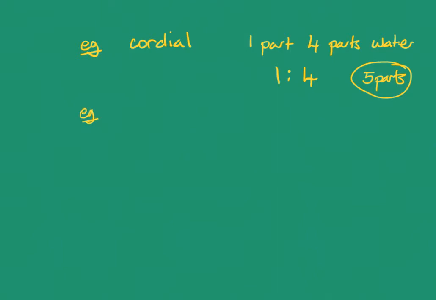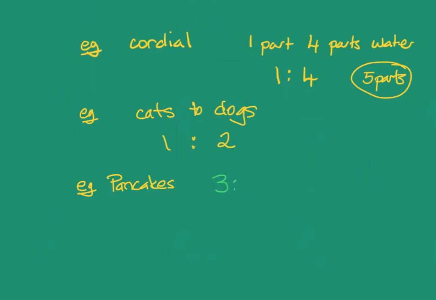And maybe I might even compare how many cats and dogs I have. One cat to 2 dogs. It's often used a lot in cooking, and we might be making some pancakes. And within the pancakes, we might be using flour and milk, and there's 3 cups of flour to 2 cups of milk.